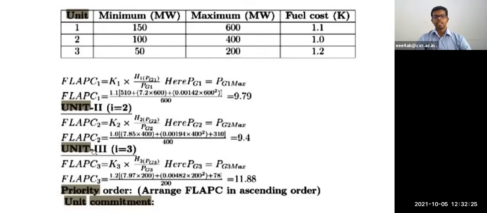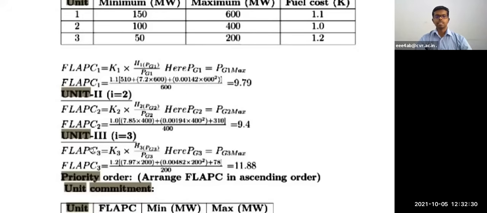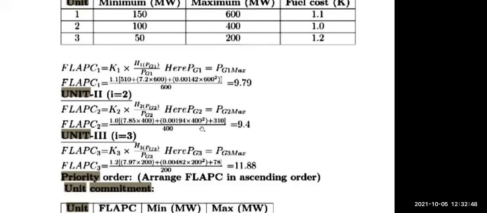Similarly for the third generating unit, that is I is equal to 3, we need to calculate FLAPC 3. So how to calculate FLAPC 3? FLAPC 3 is equal to K3 into H3 of PG3 divided by PG3. So here PG3 is equal to PG3 maximum. So what is the PG3 maximum? Already it is given in the problem as 200 megawatt. Simply like that, you need to substitute over here.